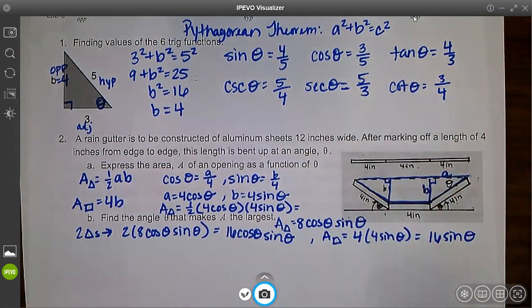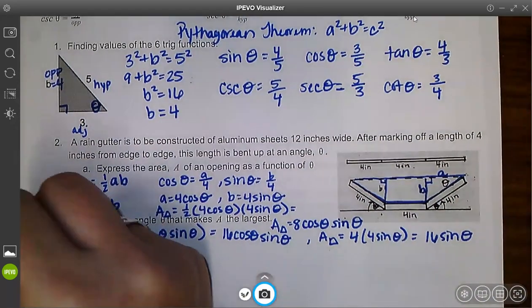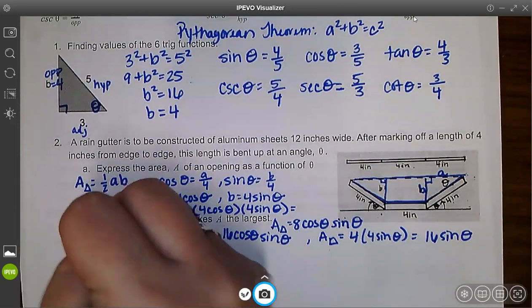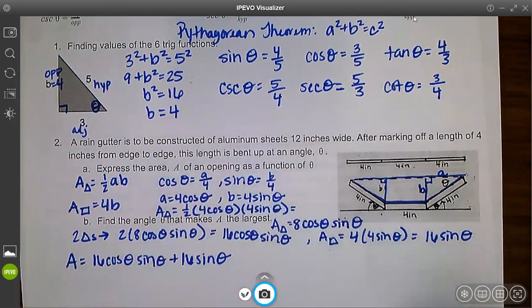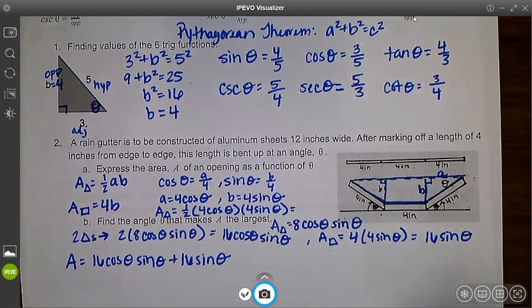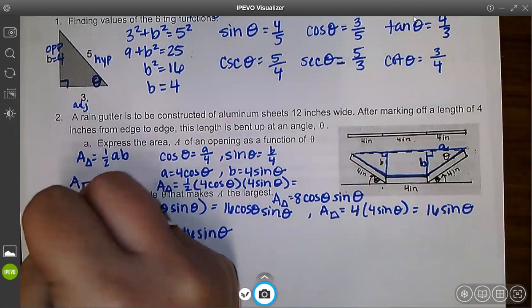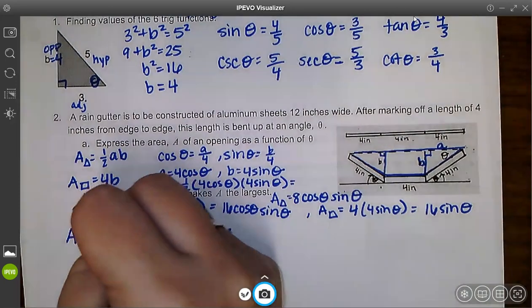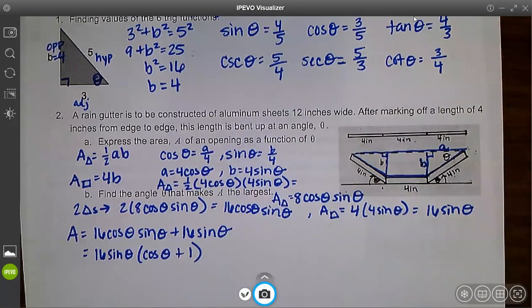Now to find the area of the whole thing, I add the area of my 2 triangles and the area of my rectangle together. So my area is going to be 16 cosine of theta, sine of theta, plus 16 sine of theta. I can factor this out and make it look a little neater by pulling a 16 sine of theta out. And that's going to equal 16 sine of theta times the cosine of theta when I divide this piece, and then plus 1 right here.